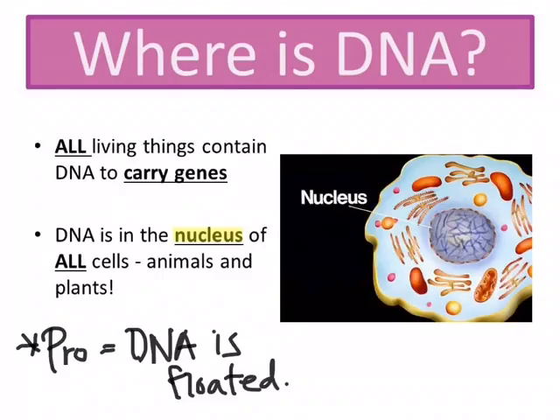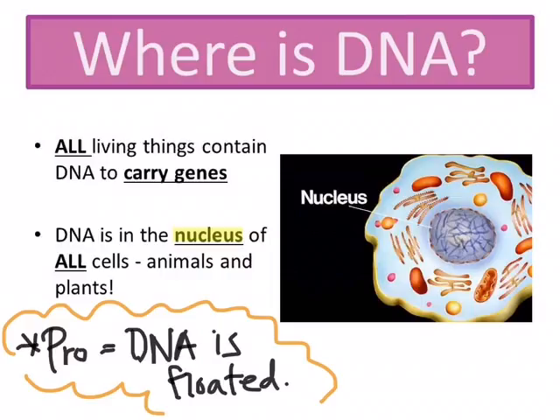DNA is found in the nucleus of your cells, just like we talked about in the last unit. It's also found in the nucleus of plant cells and in protists. Something to remember is that prokaryotic cells don't have a nucleus, so the DNA is just floating around in the cytoplasm of those cells.